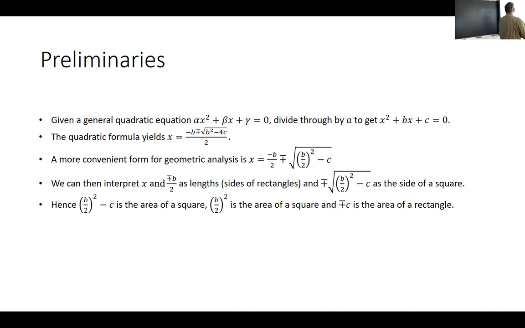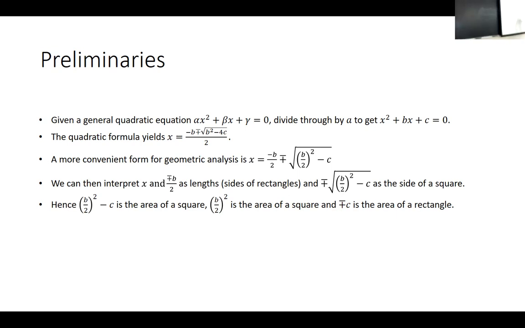Okay, so what we're going to do geometrically is interpret things as lengths and areas. So x is going to be a length, so that means this has to be a length and this has to be a length. Geometrically we have to worry about whether b is plus or minus. If b is minus, then we want to look at minus b. If b is positive, then we just want to look at plus b. So this is going to be a length. b on 2 is going to be a length.